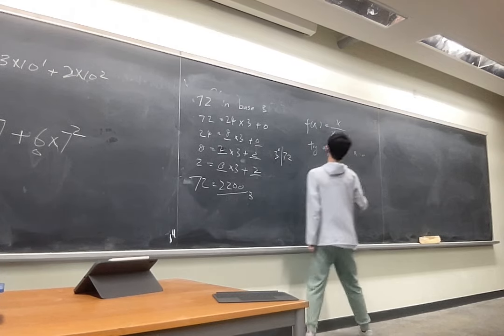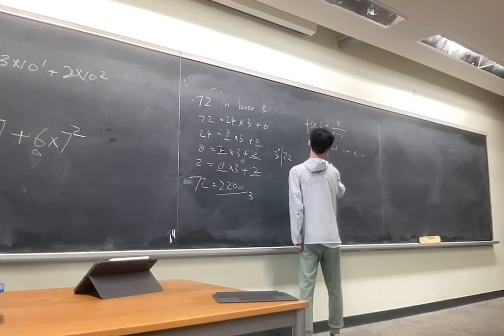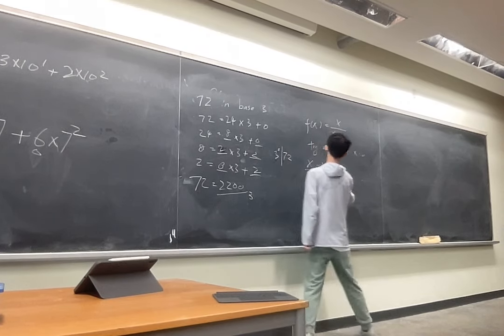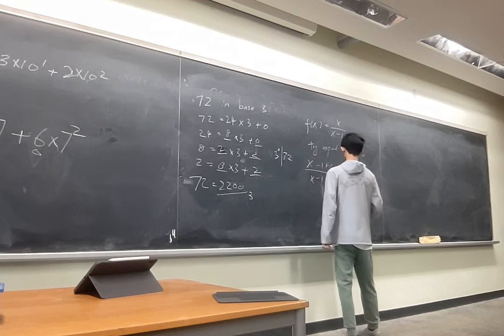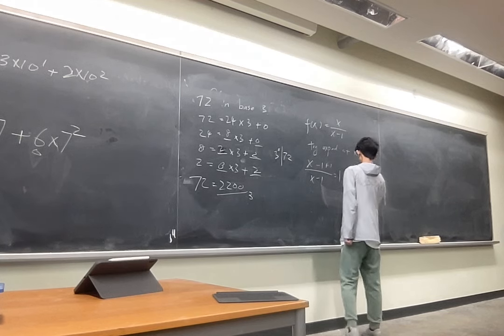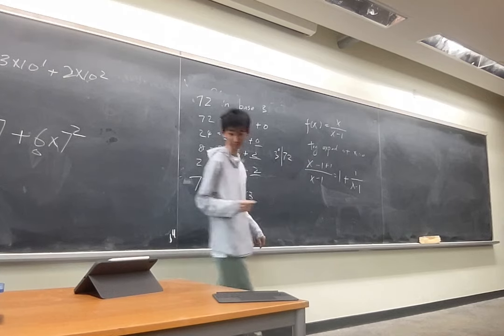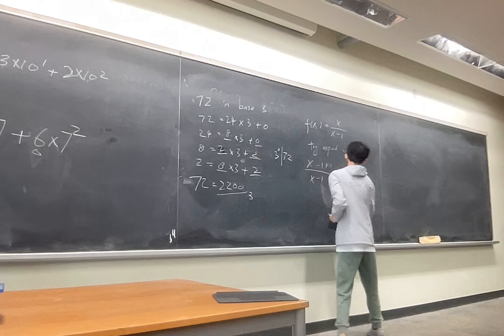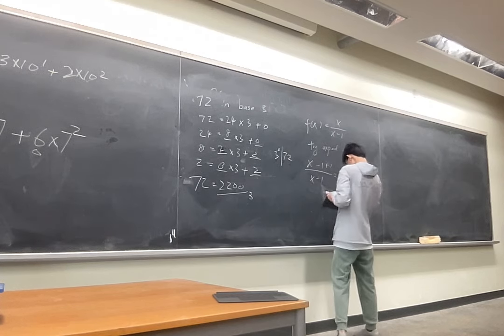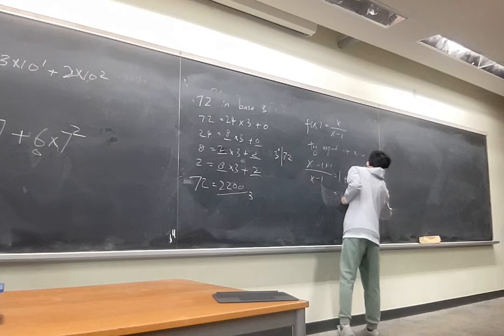Then what do we have? We can just use the classical trick. Just do this: 1 plus 1 over x minus 1, right? And this one you can use the geometric series. If you expand this by geometric series, you would just get negative x minus x squared minus x cubed, etc.